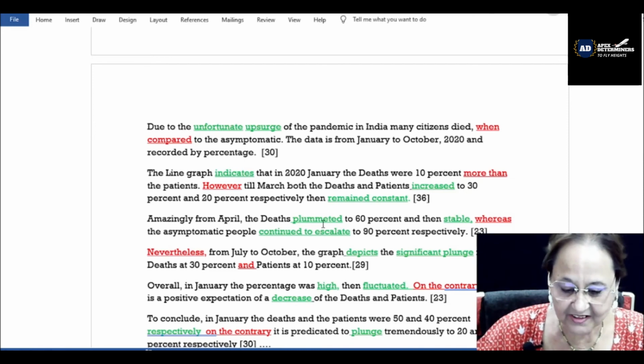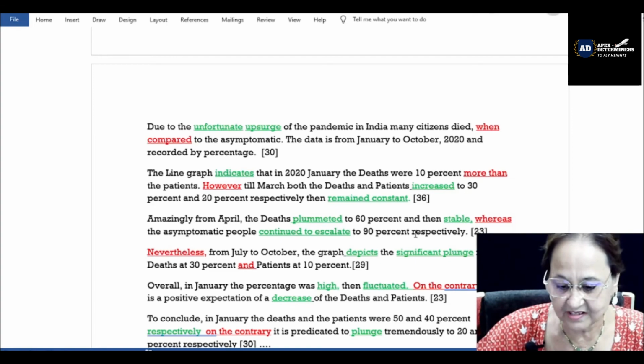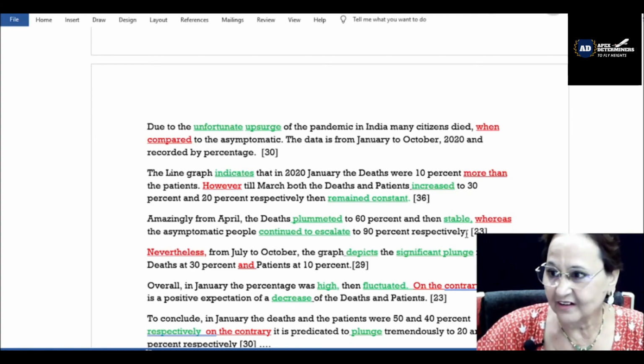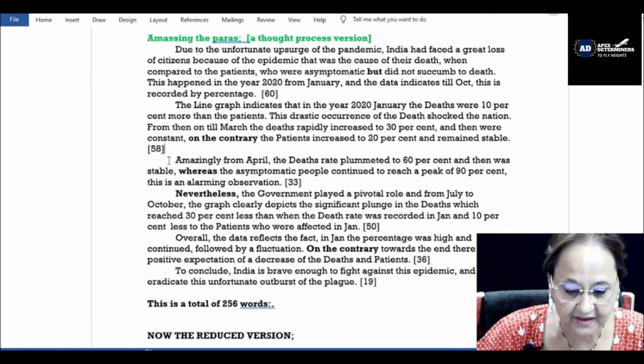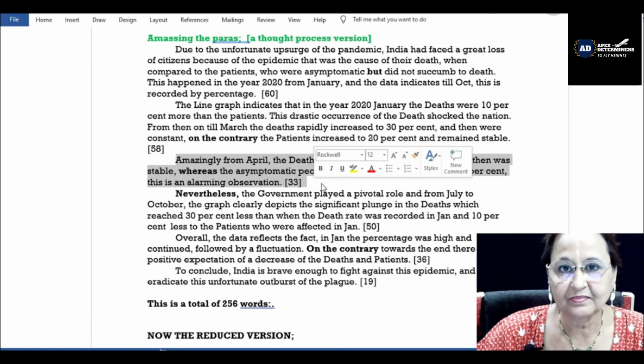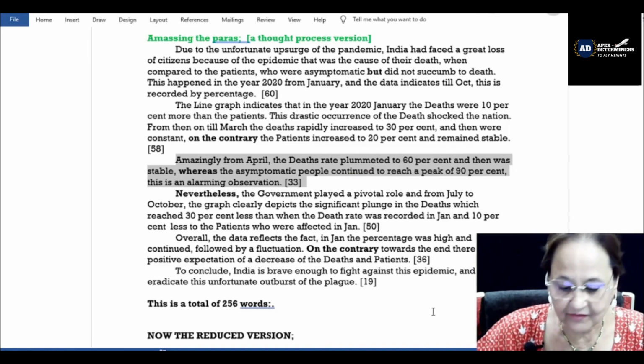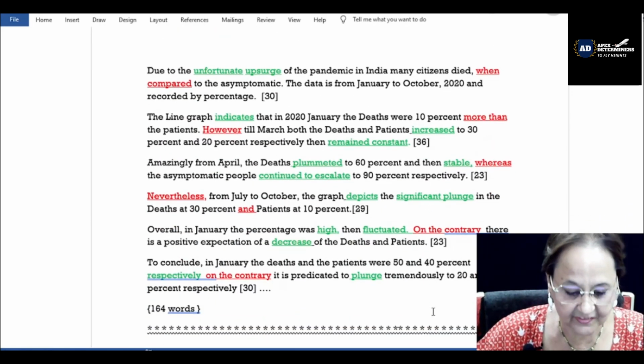Amazingly, from April, the deaths plummeted to 60% and then stable, whereas the asymptomatic people continued to escalate to 90% respectively. Now, this is 23 words, and this is from this paragraph, which is 33 words. Okay, now we go to the next paragraph.